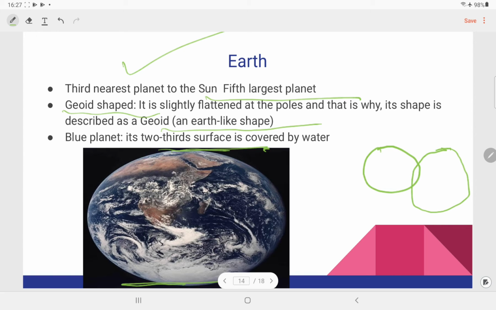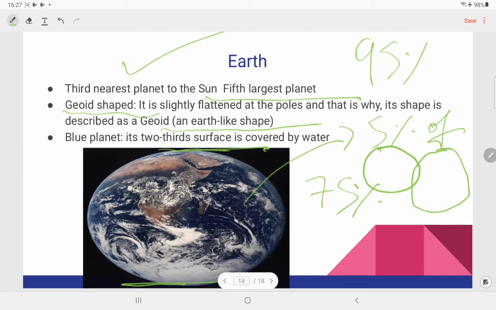It is also known as the blue planet because 75%, that is two-thirds of the earth's surface, is covered by water. One more fact about this water surface is that only 5% of the water space has been discovered by scientists and researchers. We know only 5% about the sea, and the rest of the 95% is still unknown. So deep sea exploration and all those things are happening, which is in current affairs. So we can see how much importance these kinds of things have.